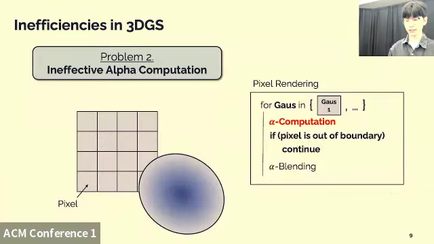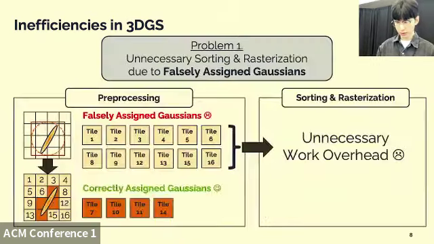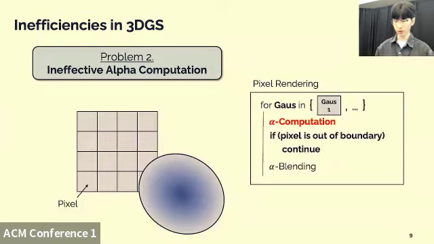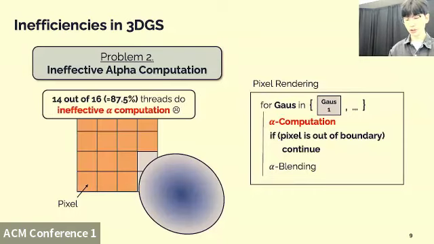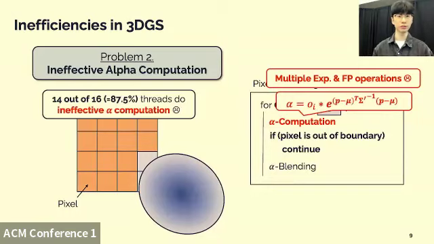The second problem is ineffective alpha computation within a tile. Because of tile-based execution, all the threads in the tile work on the same Gaussian, even though only a few pixels are within the splat. In this figure, almost 90% of the threads do ineffective alpha computation. Considering alpha computation requires an expensive exponential operation with multiple floating point operations, the ineffective computations occupy a large portion of the execution time.